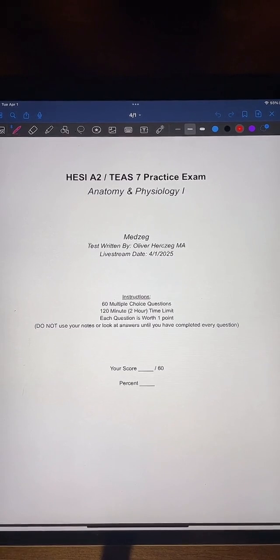We're going to do some more anatomy and physiology today, mainly focused on AMP1 today.